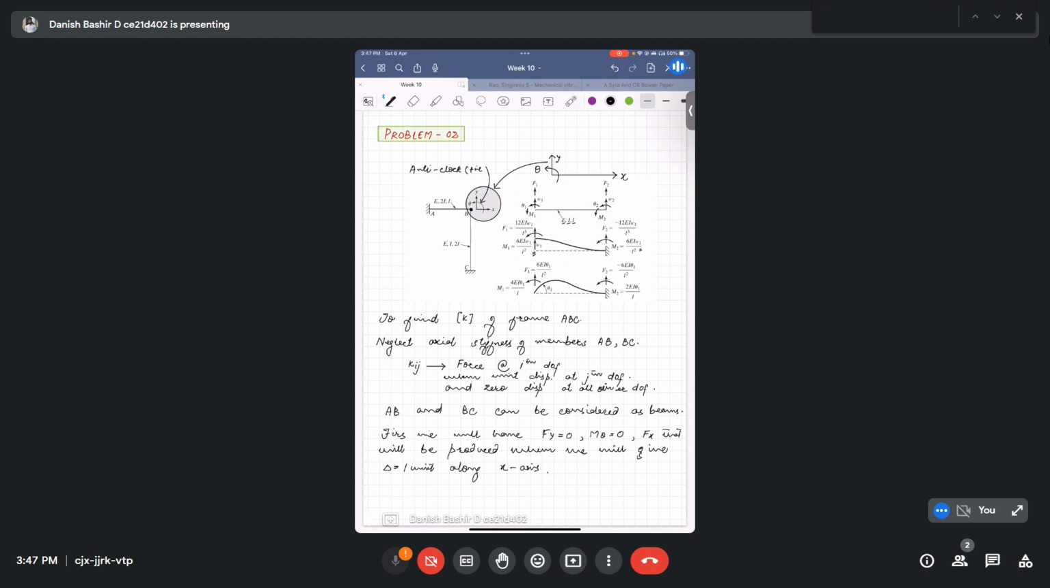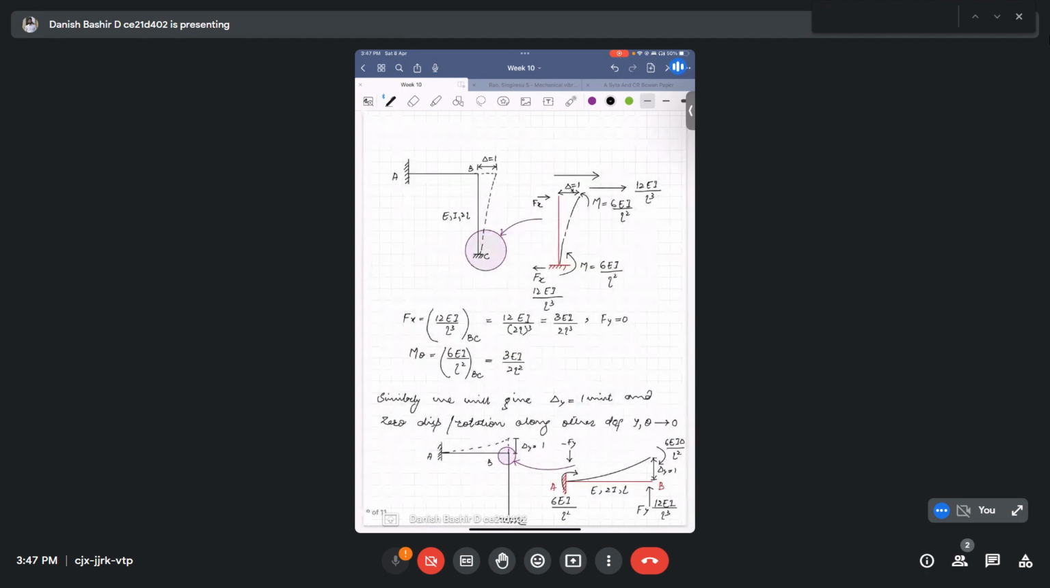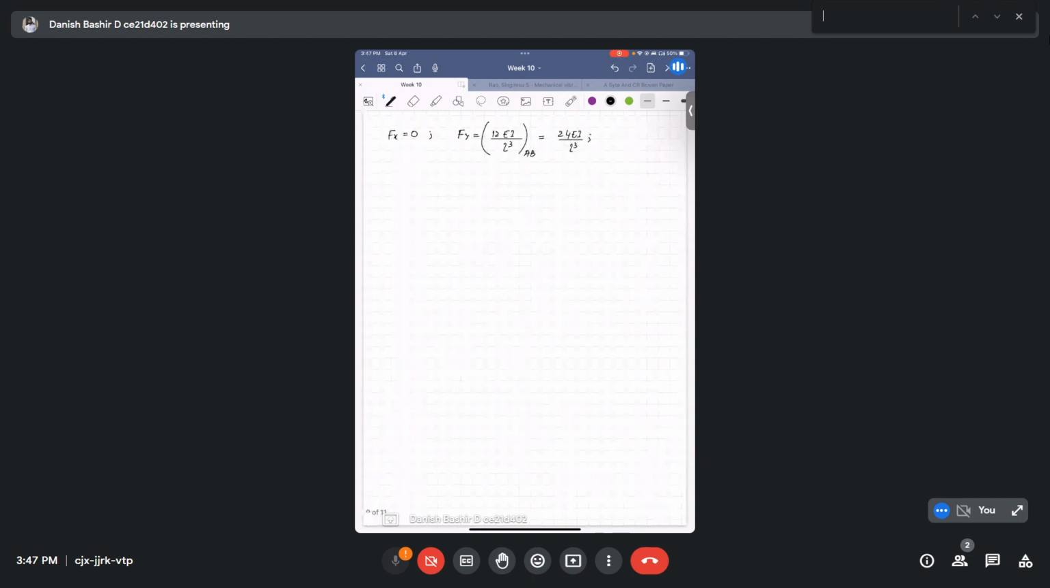Anti-clockwise moment is positive. So here it was getting anti-clockwise moment, that is m theta is positive. Here it is getting clockwise moment, so this will be negative. So m theta generated will be negative. m theta will be equal to minus 6 EI delta 1 divided by L square of AB part.